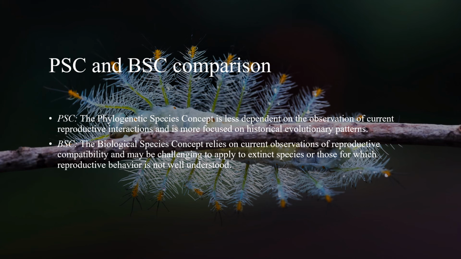The phylogenetic species concept is less dependent on observable criteria and observation of current reproductive interactions and is more focused on historical and evolutionary patterns of organisms. While the biological species concept relies on current observation of reproductive compatibility and may be challenging to apply to extinct species or those for which reproductive behavior is not well understood.